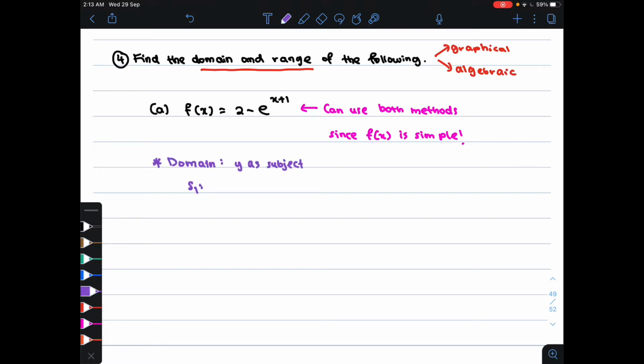To find domain, the step 1 is to write your function as y as subject. Step 2 is to write the conditions on x, which is on the right hand side. So kalau kamu tengok pada right hand side kita ada 2 minus exponent to the power of x plus 1, dan kita tak diberi apa-apa extra maklumat kat belakang ni. So memang kamu kena tengok yang kat sebelah kanan ini sahaja semata-mata.